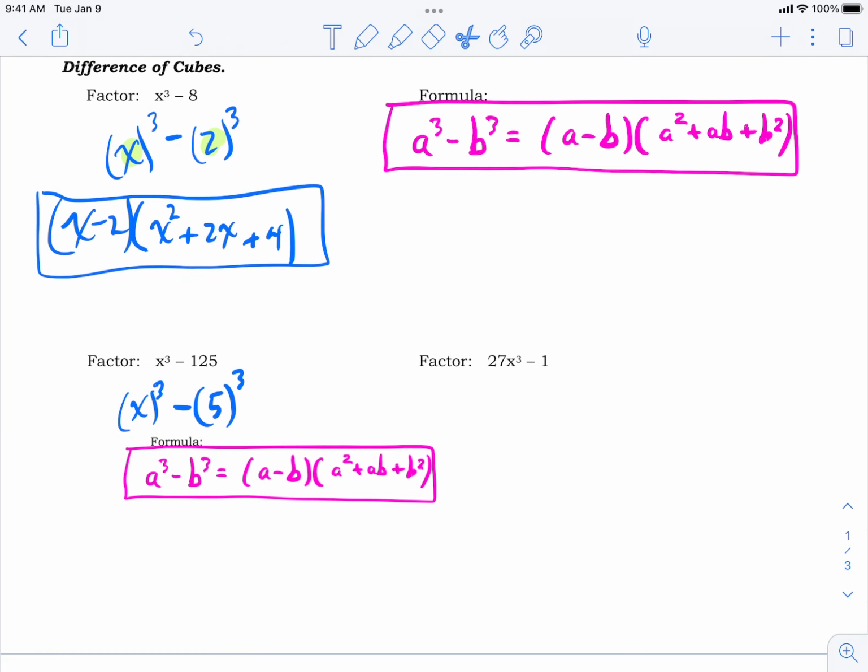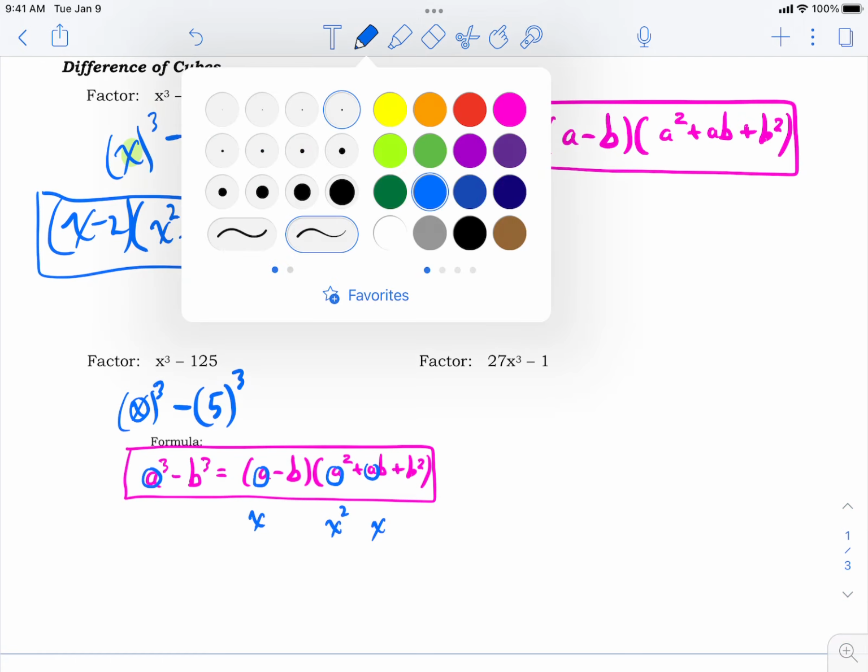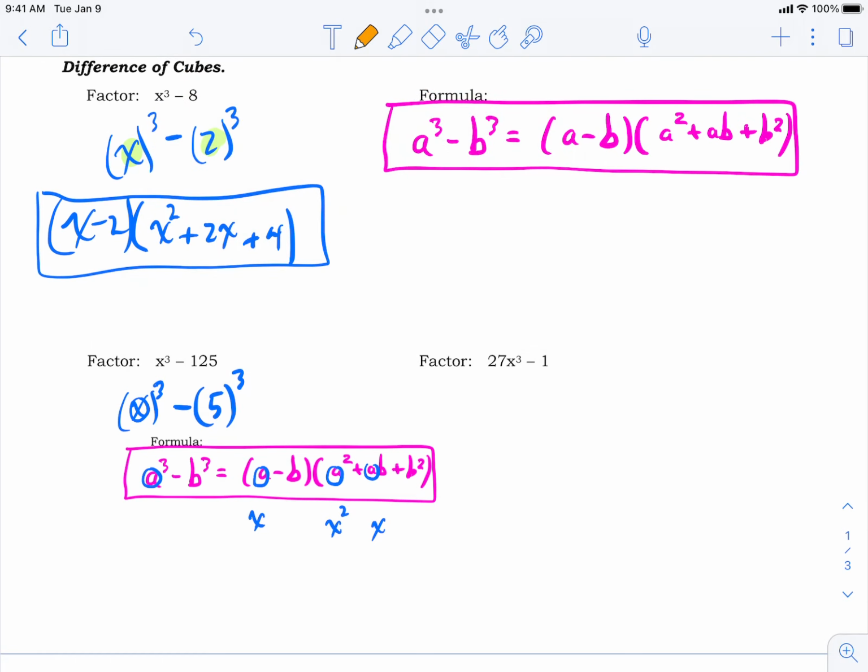So that way you can see that I'm going to use a is x, and that means that where I see an a, I put an x, and where I see an a, I put an x, and where I see an a, I put an x. And then, maybe I'll get a different color. Where I see a b, it's a 5. So where I see a b, I put a 5, and where I see a b, I put a 5 squared.